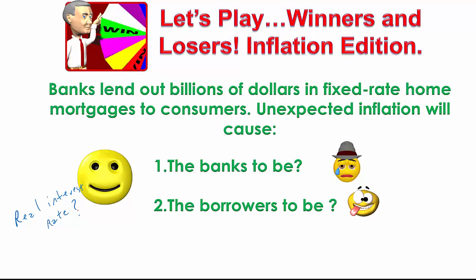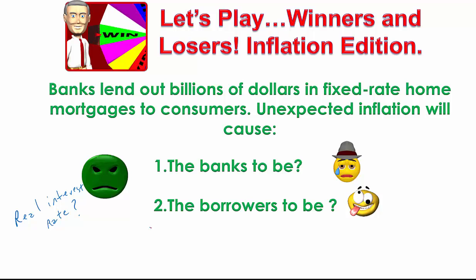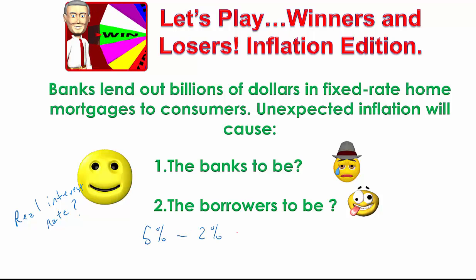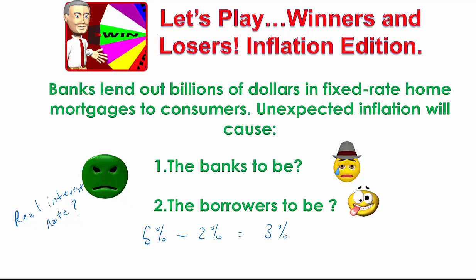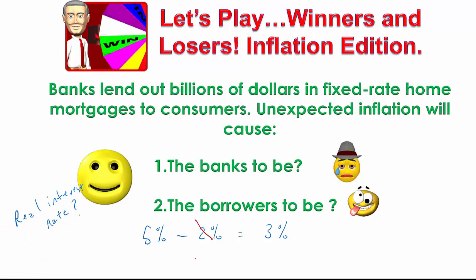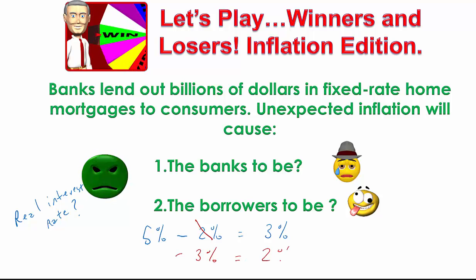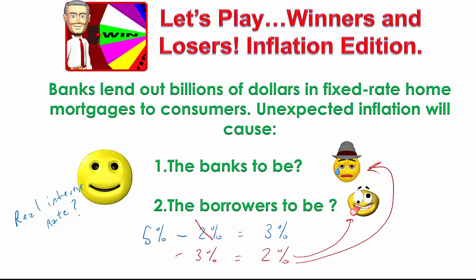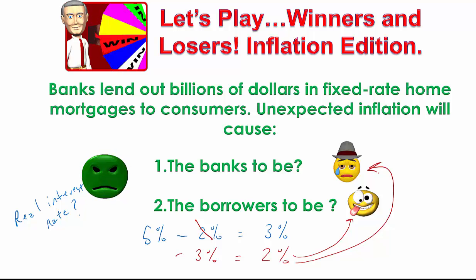Okay, so let's just make up some numbers so we can visualize this. Let's say that we have a 5% nominal interest rate. We expect inflation to be 2%. Therefore, we expect the real interest rate to be 3%. If, however, inflation comes in higher than we expected and is instead 3%, now our real rate of interest is 2%. The borrower is going to be happy to pay less real interest. The bank is going to be sad to be earning less real interest.